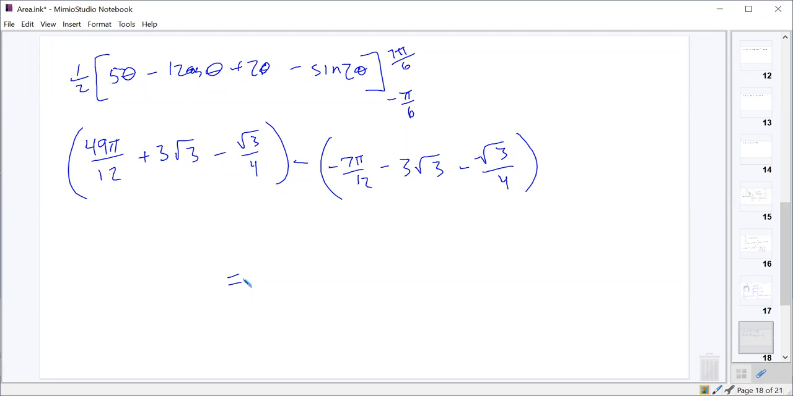And what does that simplify down to? 49 plus 7 is what? 56 pi over 12. 56 pi over 12 ought to be 14 pi over 3. And then 3 root 3 plus another 3 root 3 is 6 root 3. So we have 6 root 3 minus root 3 over, I don't know, just 6 root 3, right?